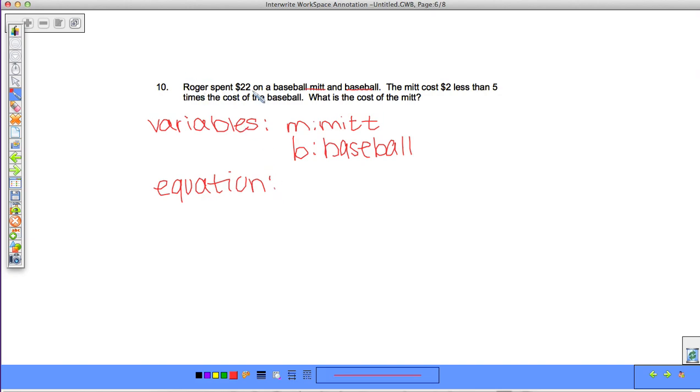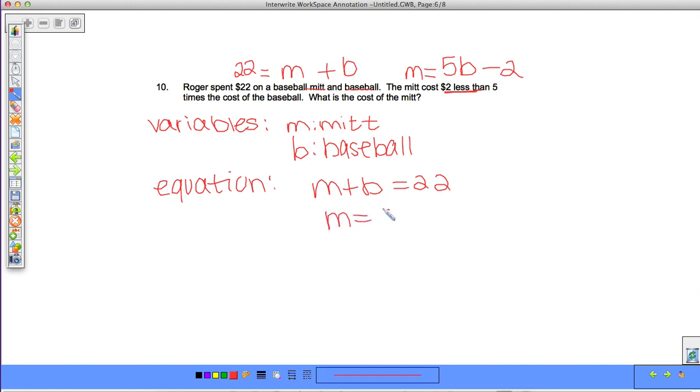All right, it says Roger spent $22 on the mitt and baseball. So 22 is our total for the mitt and the baseball. There's my first equation: M plus B equals 22. Now the next sentence says the mitt cost, so M equals $2 less than 5 times the cost of the baseball. Be careful with that $2 less than. That is not 2 minus, but we know it's going to be minus 2. 5 times the cost of the baseball is 5B. So there's my second equation: M equals 5B minus 2.